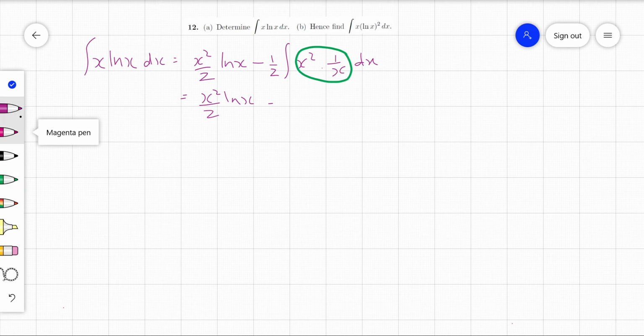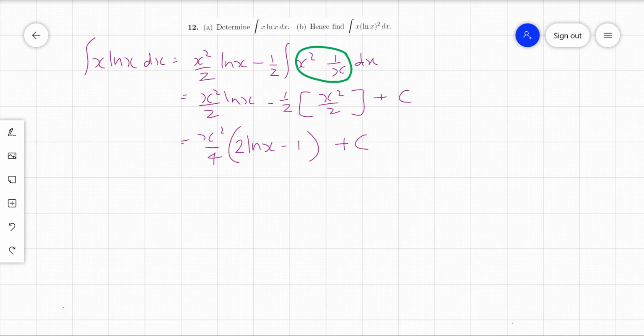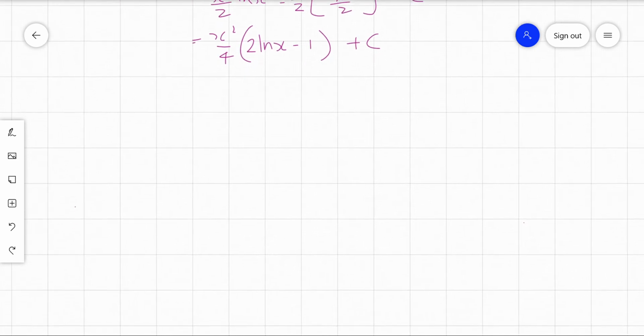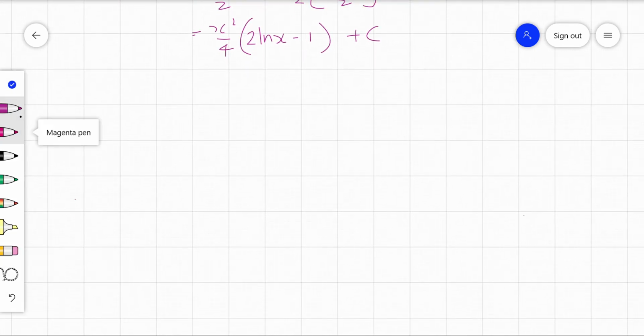So I'm going to end up getting a half, and then here I'm going to get my x squared on 2. So if I put that all together, I might put an x squared on 4 out the front. So I've got 2 log x's, and this will end up being minus 1. Alright, how can I use that to do the next bit? So now I'm going to remember that that bit is x log x, so that is the integral of x log x dx.